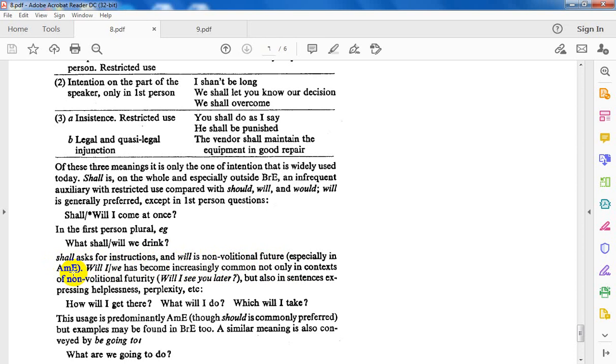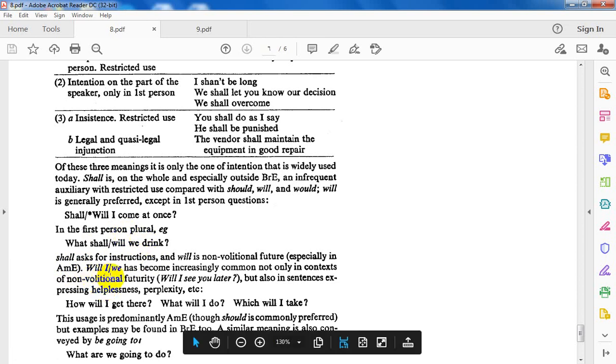Will, non-volitional future, means it is used for futurity. But shall asks for instructions. This is in the case of I and we. Will I or will we has become increasingly common, not only in the context of non-volitional futurity.